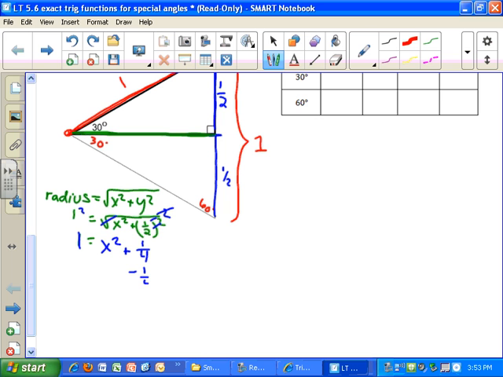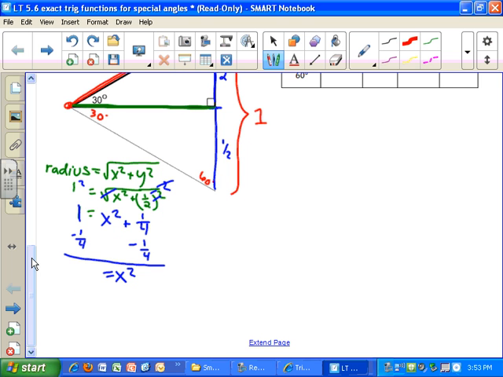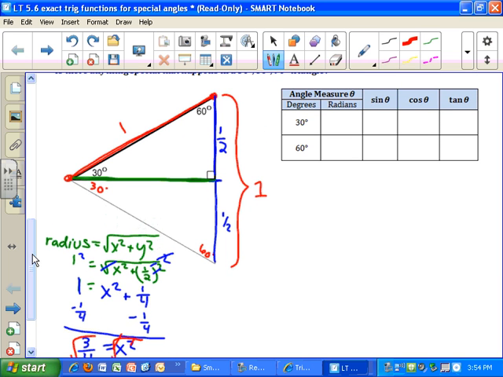So I have to subtract 1/4 from both sides. And I end up with x squared equals, what's 1 minus 1/4? That's going to get me 3/4. So now to solve for that length of x, I take the square root of both sides. And I end up with x equals the square root of 3/4. Remember when we simplified radicals, we could split that up and say it's the square root of 3 over the square root of 4? Well, that's nice because the square root of 4 happens to be exactly 2. So that means that adjacent side has to be exactly square root of 3 over 2.